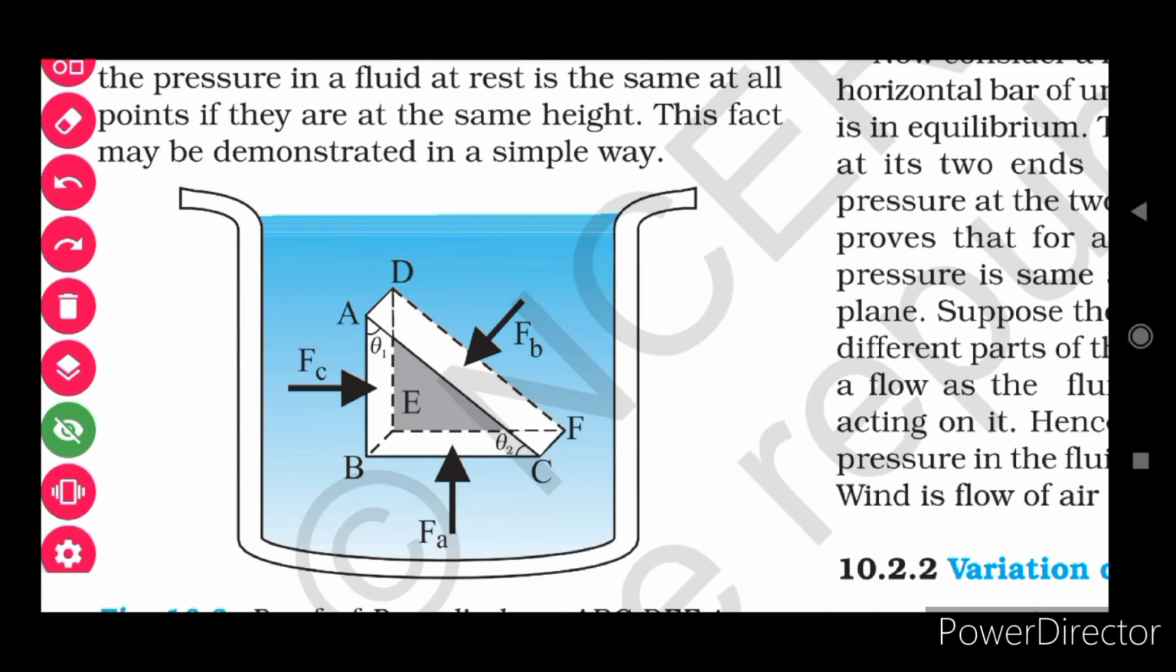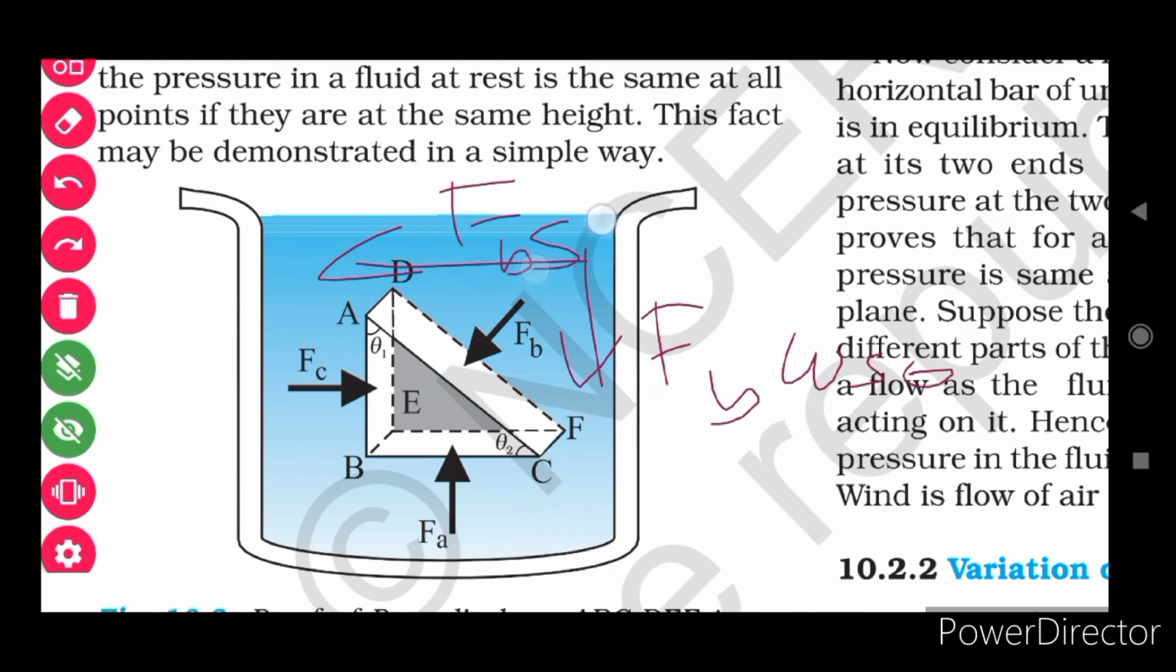Now this FB can be resolved into two components. Suppose this is angle theta. With the vertical it makes theta angle, so I can resolve it into components. This will be FB cos theta downward, and this is FB sin theta horizontal.